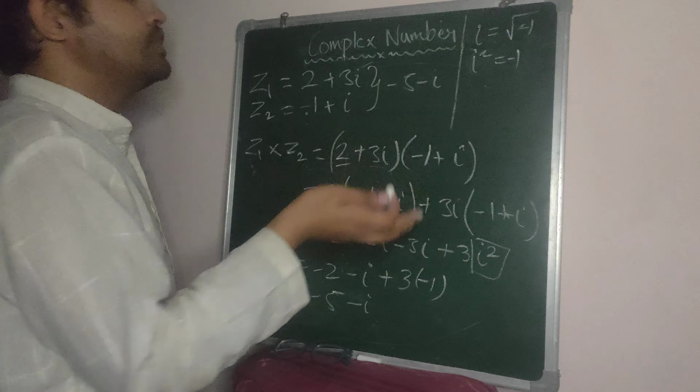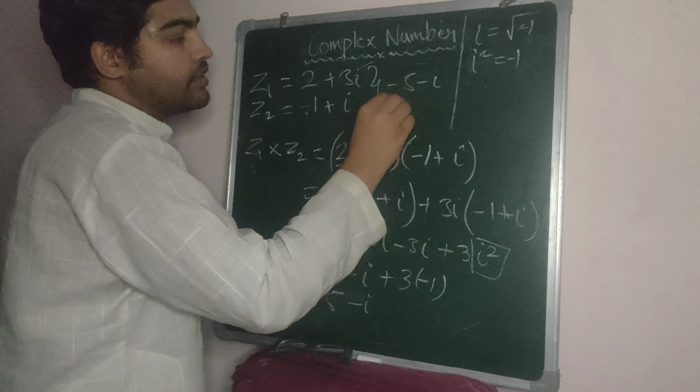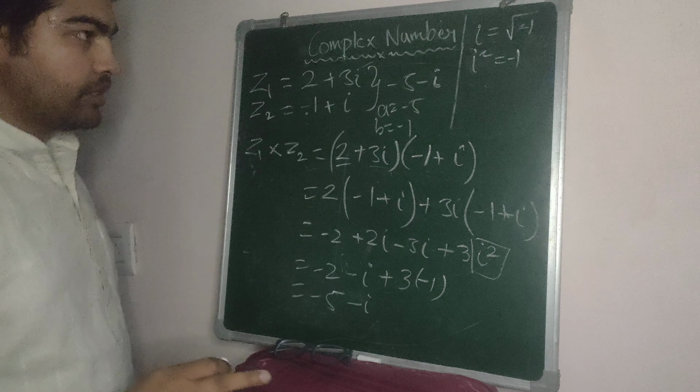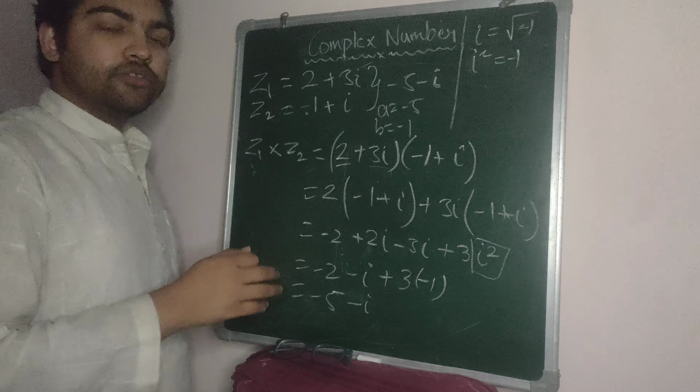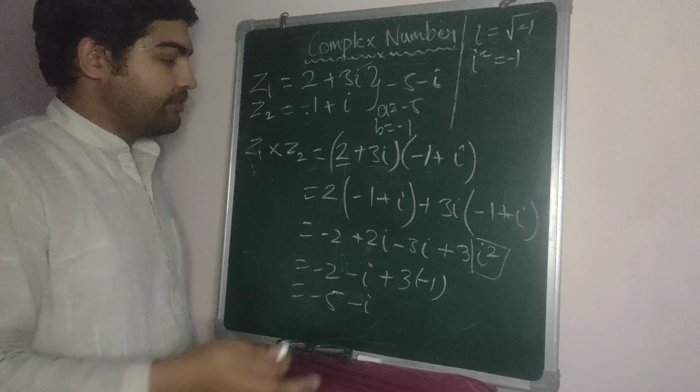If we compare to the general form of the complex number, then the real part a is equal to minus 5, and the imaginary part b is equal to minus 1 here. Okay, this is the i. So this is just the multiplication. The division should be discussed in the next video, because it is a long method.